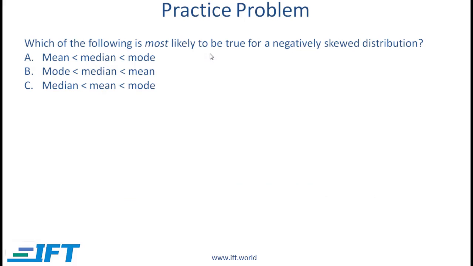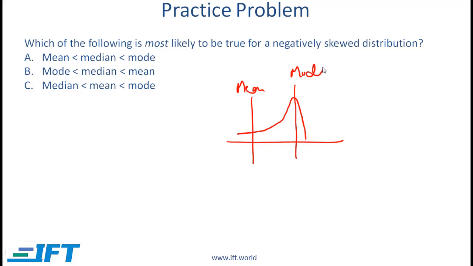Which of the following is most likely to be true for a negatively skewed distribution? And we just saw this. In a negative skew, you have a relationship like this, where the mean is pulled out to the left, the mode is over here, and the median is in the middle. So you will have a situation where the mean is less than the median, which is less than the mode.